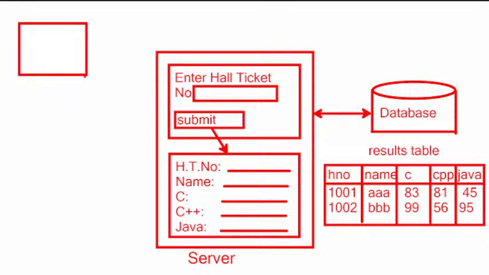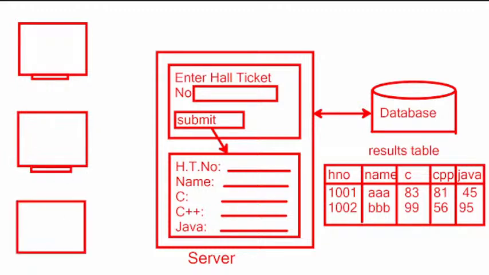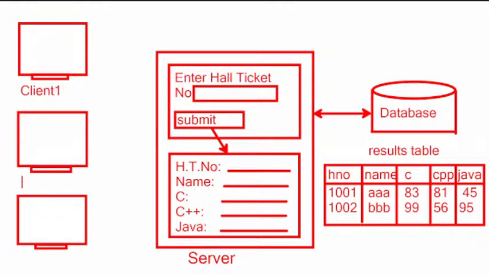So these are clients. N number of clients can access. Suppose here client 1, client 2, client 3. These clients are communicating with server. These clients are nothing but browsers.